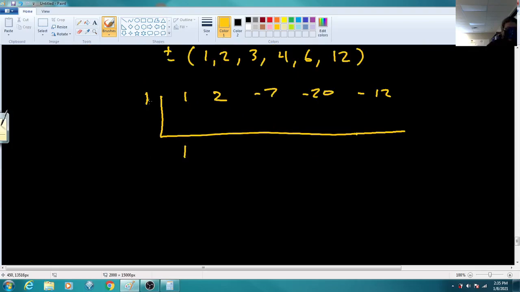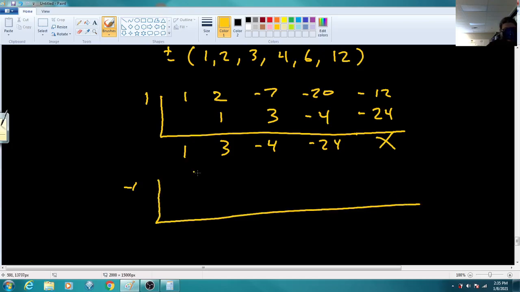So I bring down 1. 1 times 1 is 1. We get a 3. We get a negative 4. It's a negative 24. Negative 12 plus negative 24 is not going to add up to 0. So that one doesn't work.